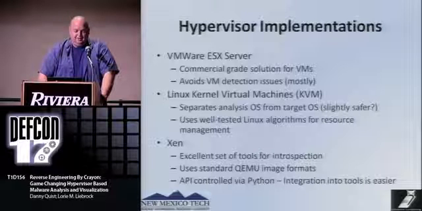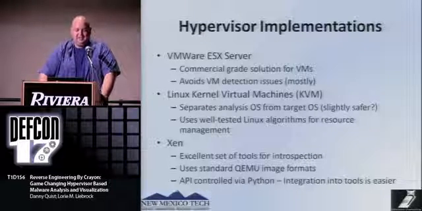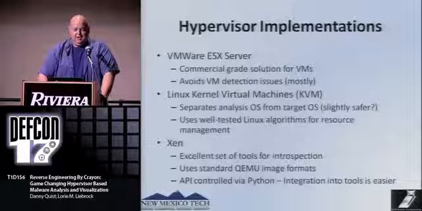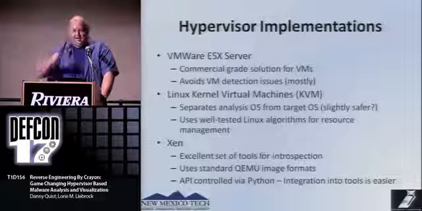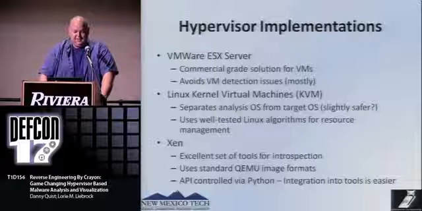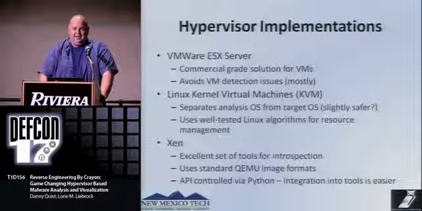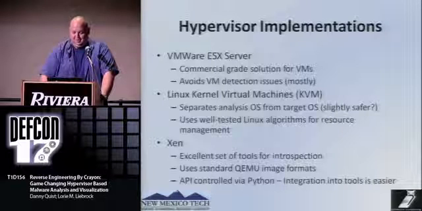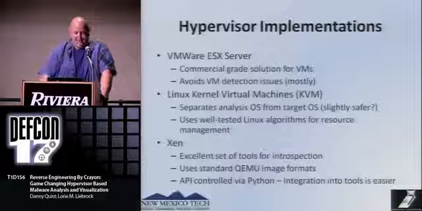Okay, so there are a couple of hypervisor implementations. VMware ESX Server, I've had some good luck running. This is a commercial solution from VMware, and it mostly avoids a lot of the VM detection issues. Linux kernel virtual machines, this is what I use as my base environment when I'm basically reverse engineering. And that's just to prevent me from running malware on my home system, which is not to say that never happens, or my base system. And then Xen.